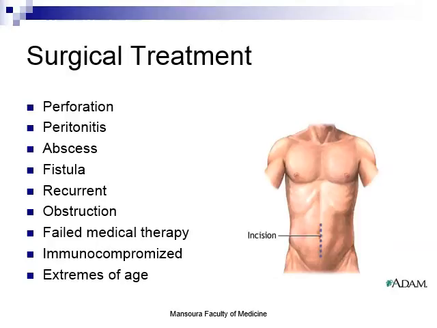So the list in front of you defines which patient is going for surgical treatment, which patient will be sent to the OR: either a patient of perforation, a patient of peritonitis, abscess more than 5 centimeters, fistula formation with a neighboring structure, recurrent attacks of diverticulosis, a patient of intestinal obstruction, a patient of failed medical therapy, an immune-compromised patient, and an extreme-of-age patient. So a long list of patients, those should be prepared for surgical intervention.